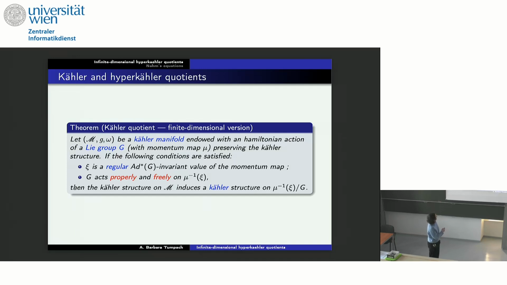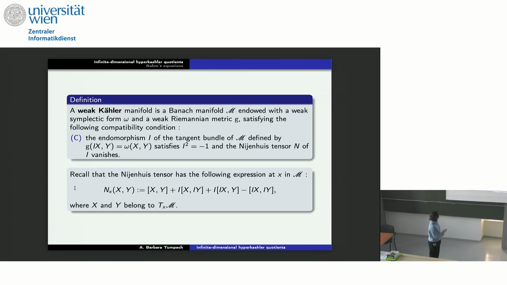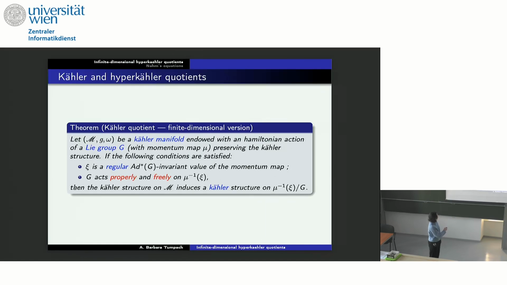Yeah. And then take a regular value in the dual space of the Lie algebra of G, which is invariant by the action of the group. And you suppose that G acts properly and freely on the level set of this moment map corresponding to the covector that you have chosen. Then there is a Kähler structure induced from the Kähler structure of M on the quotient of the level set of the moment map by the group action.